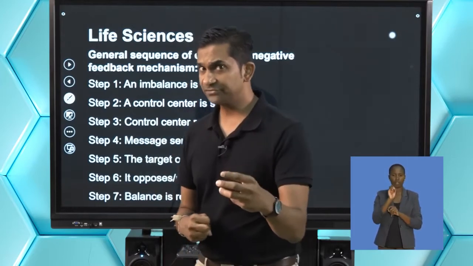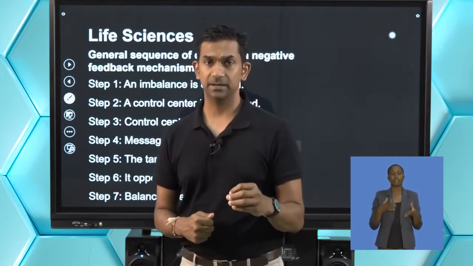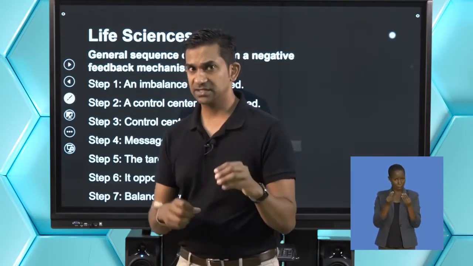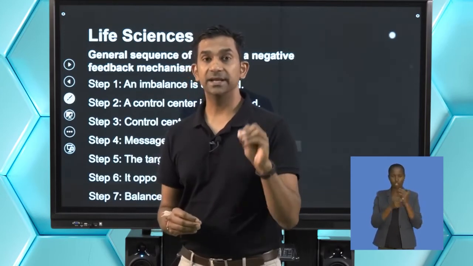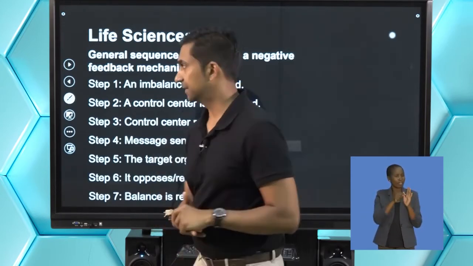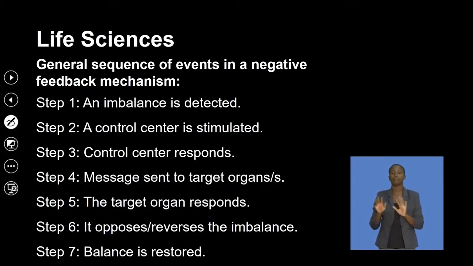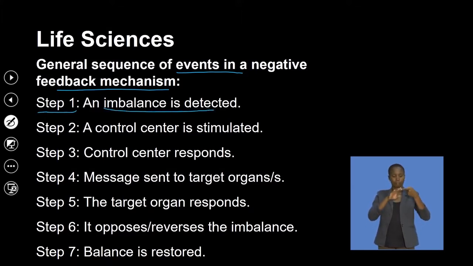So we ended off the last segment looking at negative feedback, and let's try and unpack that further to understand what is the mechanism in negative feedback. The general sequence of events in a negative feedback mechanism involves the following 7 steps. Firstly, step 1, an imbalance is detected. That means there is a change, that is the stimulus. So go back to the 4 concepts. A stimulus is detected, and that's a change from the norm. So an imbalance is a change from the normal.